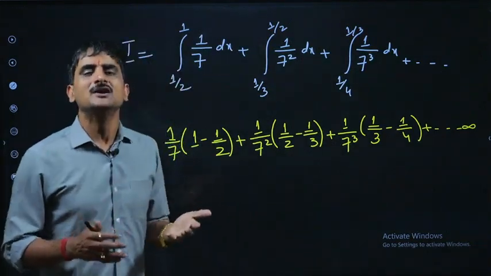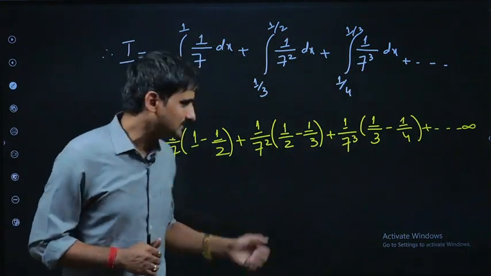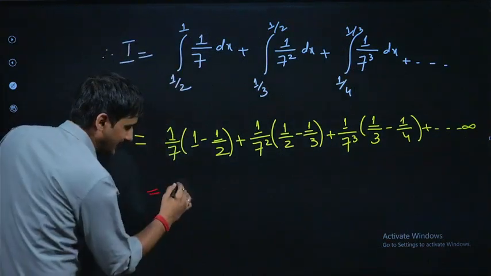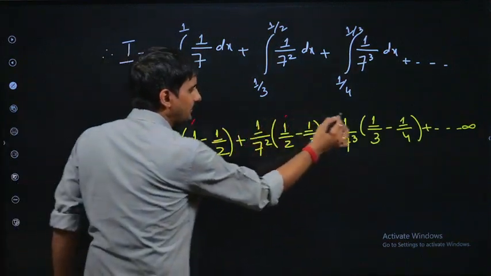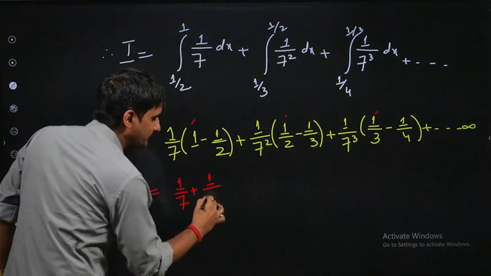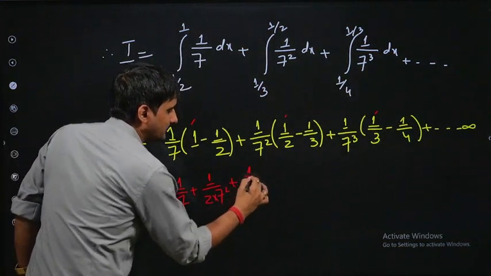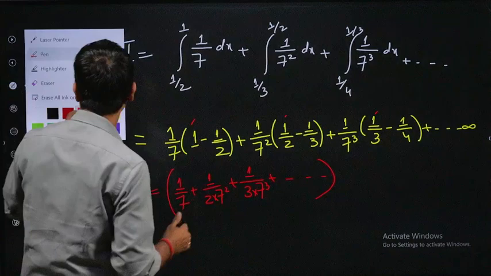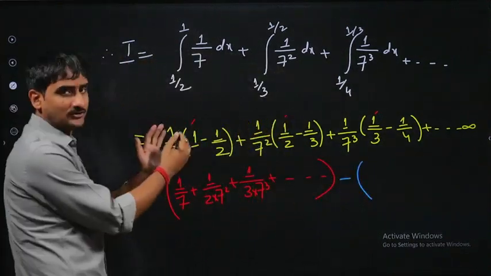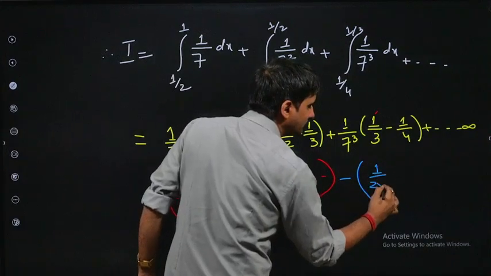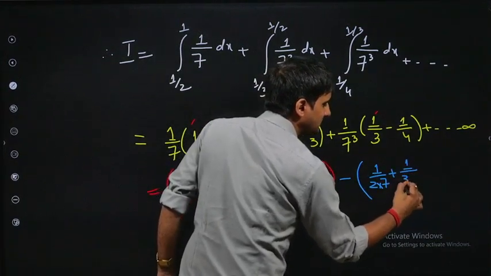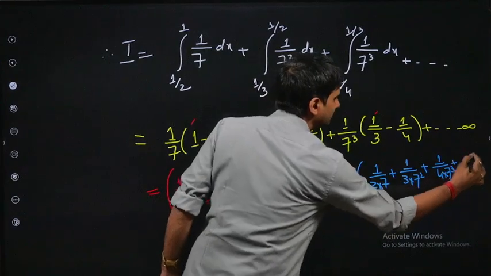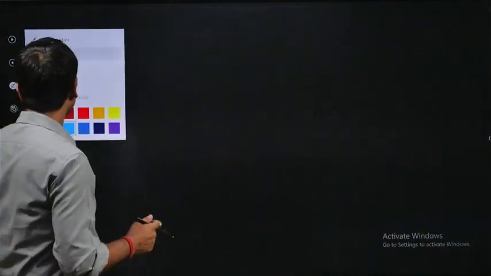There is no standard form in that chapter of sequence and series to which we can match it and then use any method to solve it. So I will say, collect all positive terms together: half into 7 square plus 1 by 3 into 7 cube, and so on. This is one series. Similarly, minus times, collect all negative terms: half into 7 plus 1 by 3 into 7 square plus 1 by 4 into 7 cube, and so on. Okay, now let's come to the important aspect here.